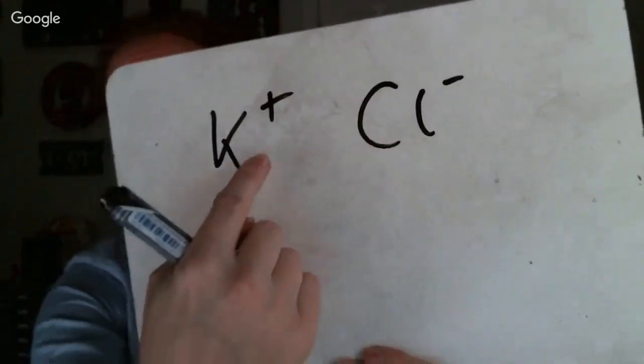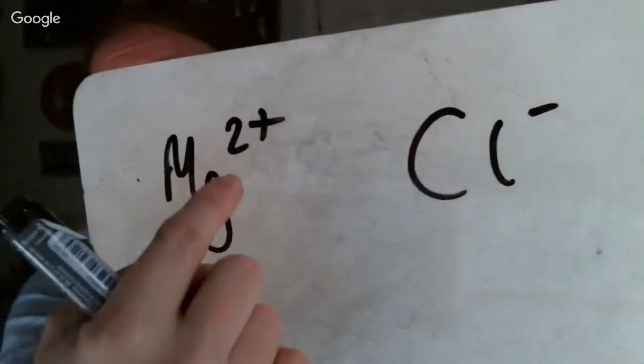formulae properly. When we're writing ionic formulae, the key thing is that your positive and negative charges must be the same. So when we've got something like potassium chloride, it's nice and easy. Potassium, single positive, chloride, single negative. So that, quite simply, forms KCl.